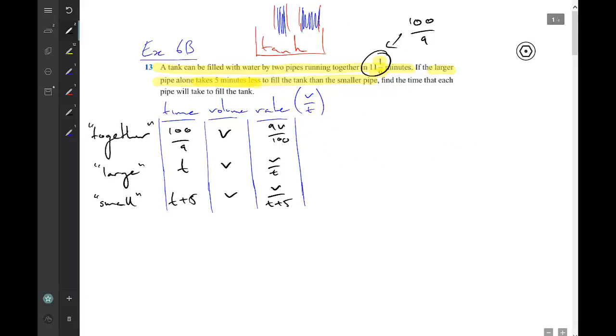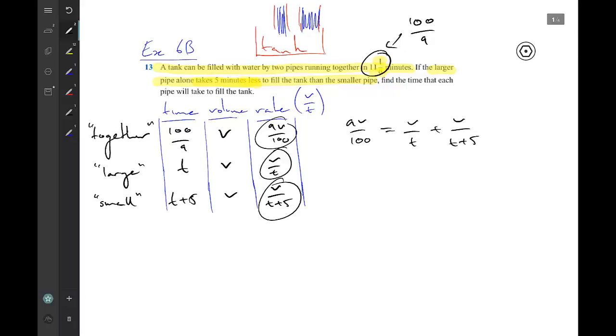So we're going to take this thing here, 9V on 100, and make it equal to these two things here. So we end up with 9V on 100 equals V on T plus V on T plus 5. From here, it's a fairly, hopefully, straightforward manipulation.